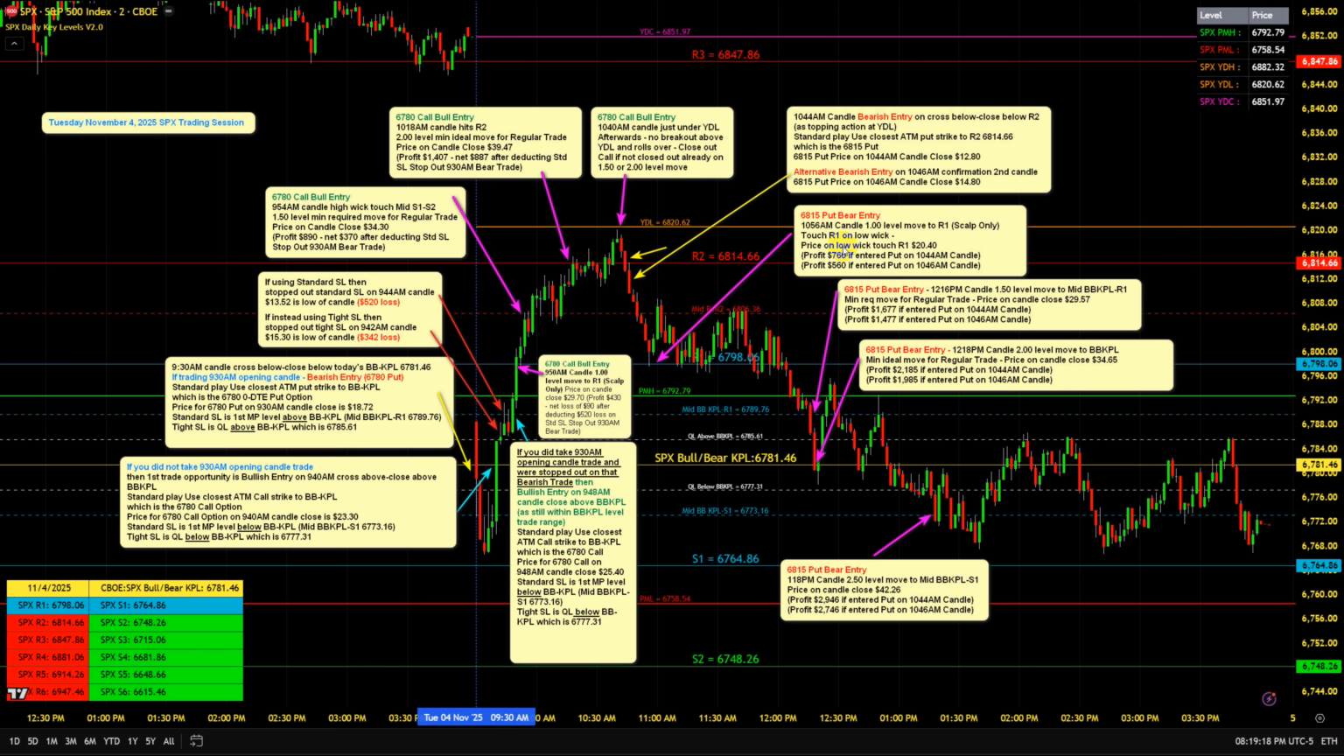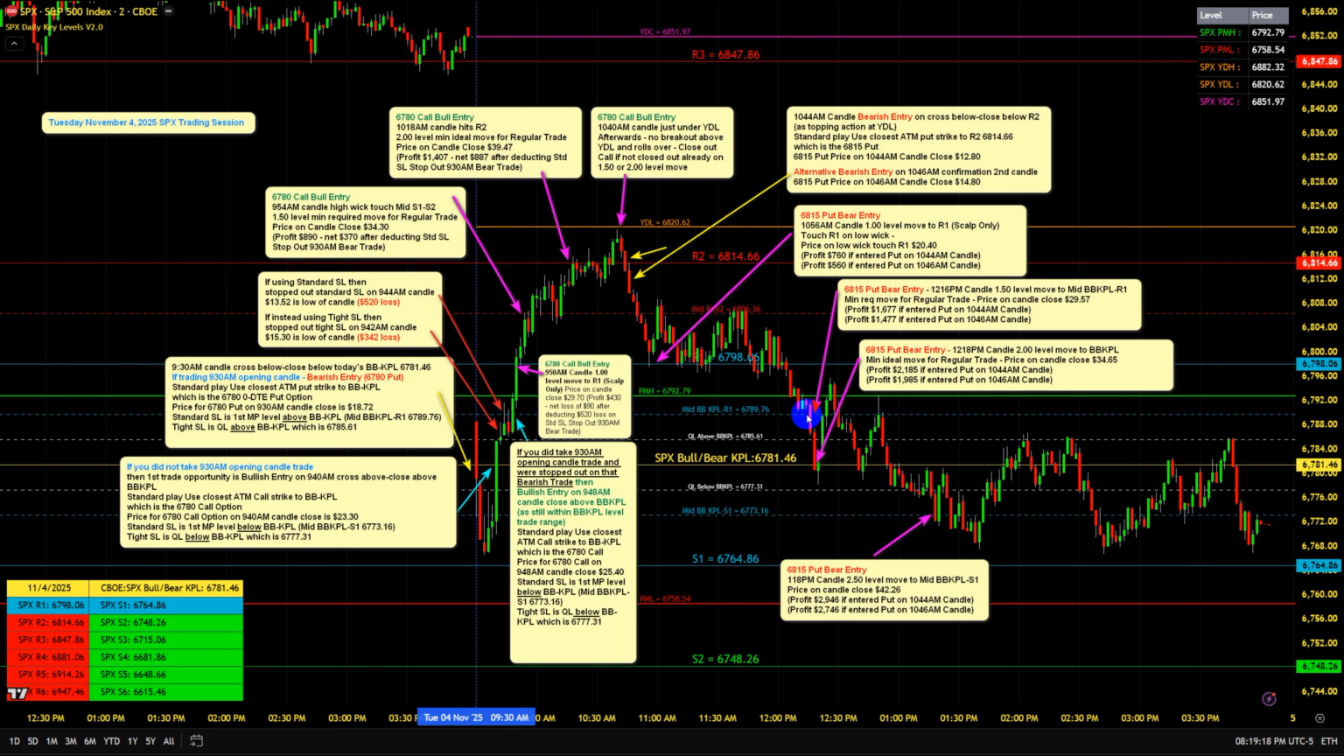So here we have the price on the low wick touch is 20.40. The profit is $760 if you entered on the 10:44 a.m. candle and paid $12.80, or the profit is $560 on the scalp if you waited for this candle to enter and paid $14.80.